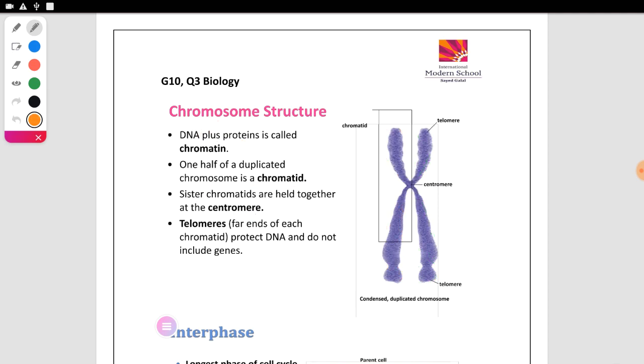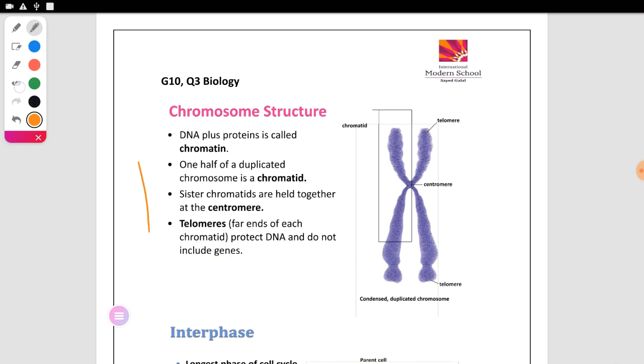What about these far ends? Here, here, and here. These parts are called telomeres. They are the far ends of each chromatid. They protect DNA and don't include any genes. They help the chromosome in division, and protect the chromosome during division. Also, telomeres are responsible for aging. Okay?